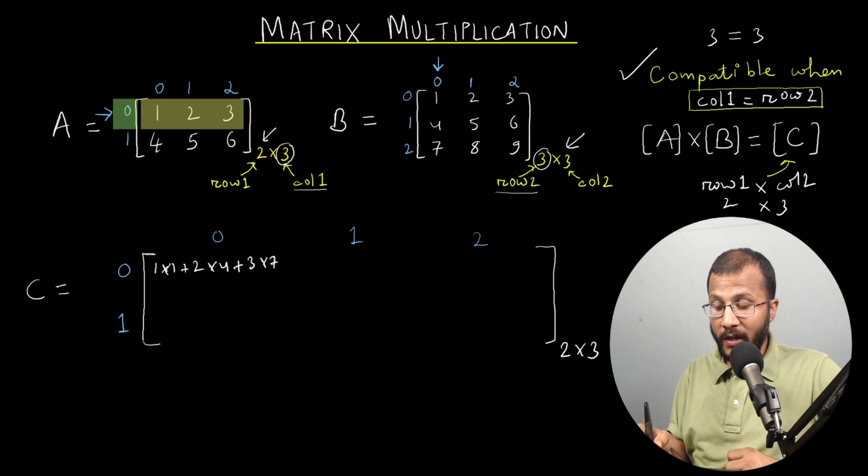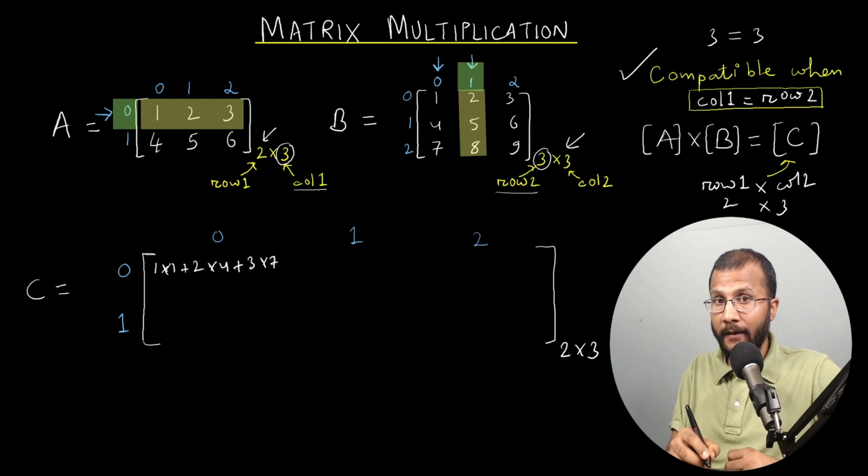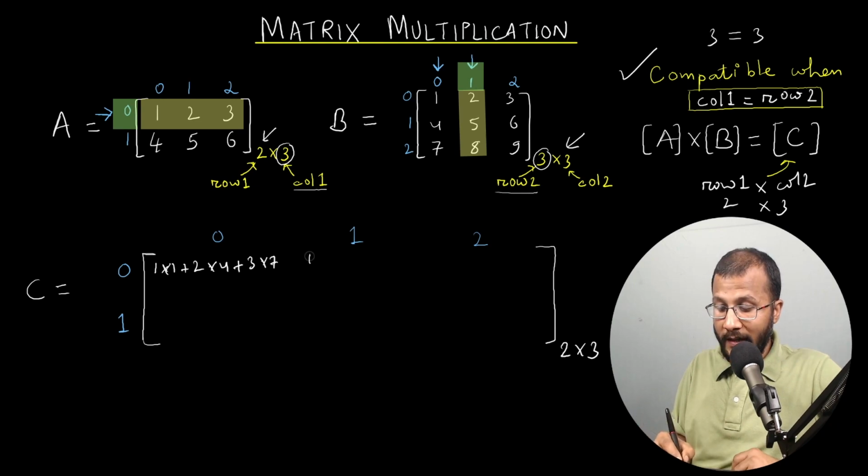Okay, now once you are done with the first column of the matrix B, you will go to the next column of the matrix B, and the row of the matrix A is kept the same. So the row is 1, 2, 3, and now the new column that you are taking care of is 2, 5, 8. So you do the corresponding multiplication. So you will write 1 times 2 plus 2 times 5 plus 3 times 8. Okay, so corresponding multiplication you are done.